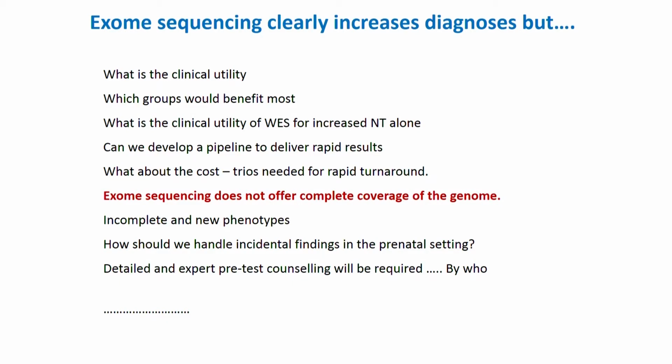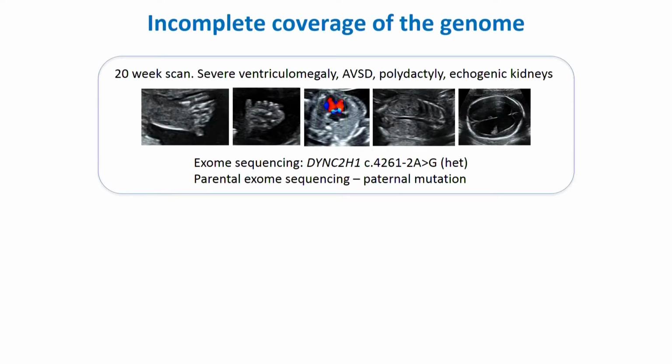So the other problem with exome sequencing, and indeed with many forms of whole genome sequencing, is that we do not get complete coverage of the genome, and therefore we can't necessarily rule out a genetic disorder. And this is a case here. So this case presented at 20 weeks with postaxial polydactyly, an AV canal defect, large bright kidneys, and hydrocephalus. Exome sequencing revealed a heterozygous mutation in the DYNC2H1 gene, which is responsible for ciliopathies, and parental sequencing at the time showed this was paternally inherited.